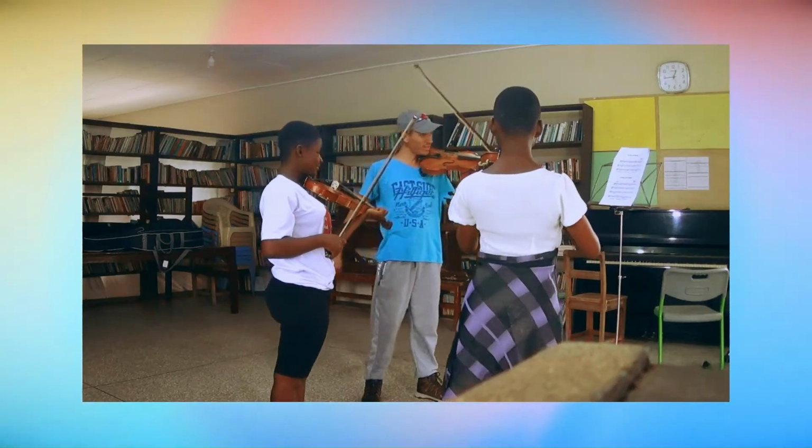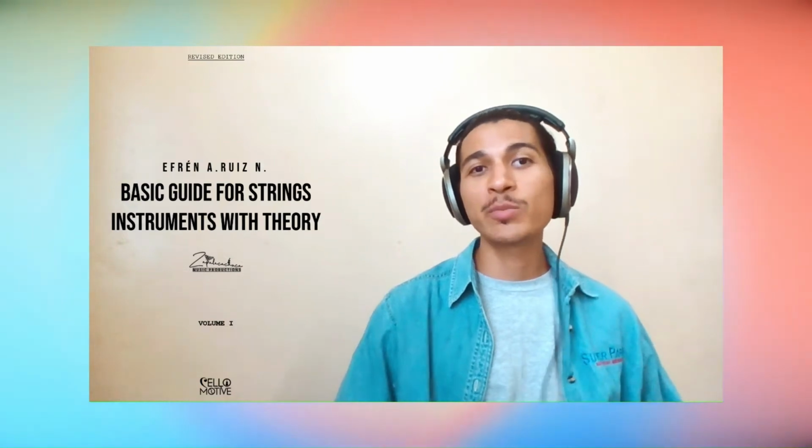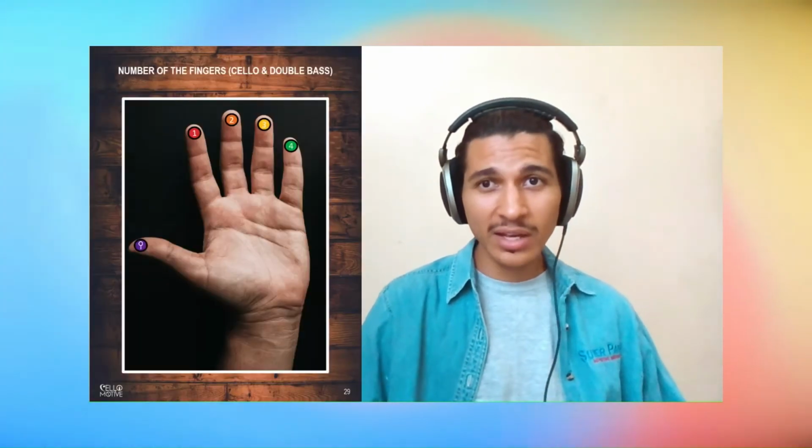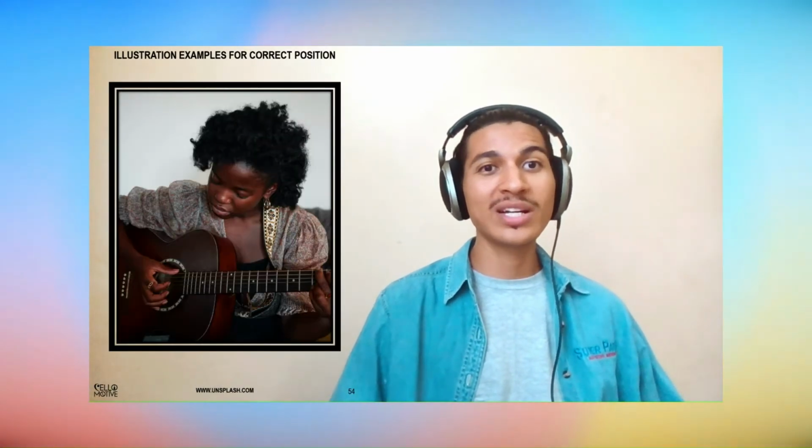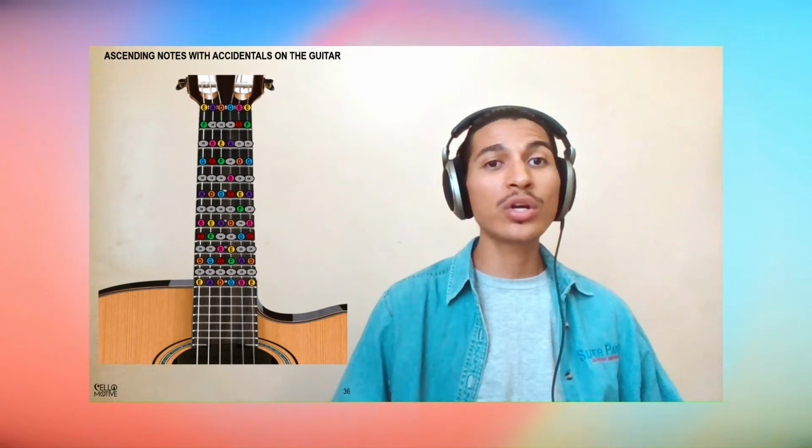Today I want to share with you some of my basic guide for string instruments with theory. This is a guide for beginners from zero level, even if you would like to learn some music theory or any of these musical instruments. I've been working on this guide for a while, and you can find the link to download it totally free in the description below. This is the second part.